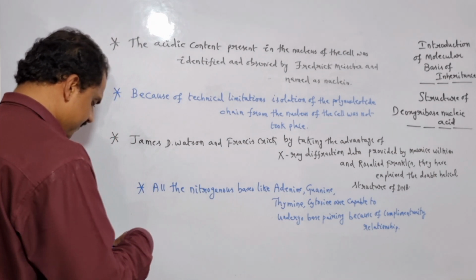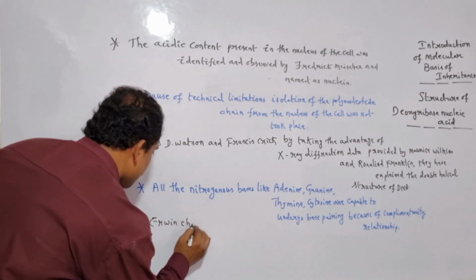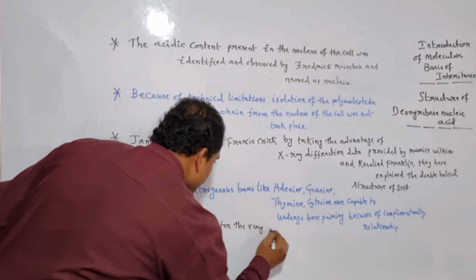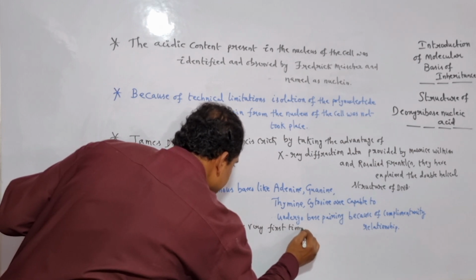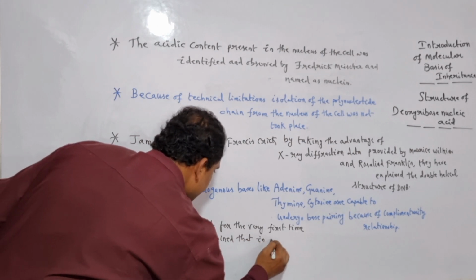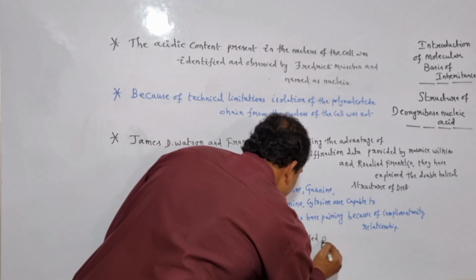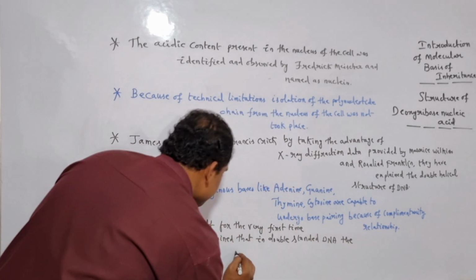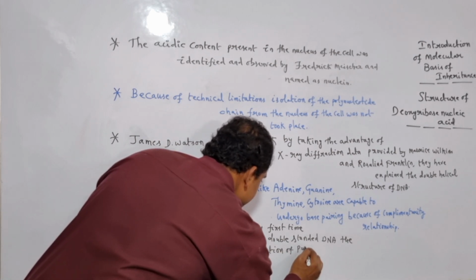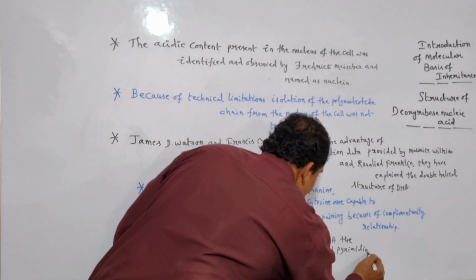So here Erwin Chargaff, for the very first time, explained that in double-stranded DNA, the concentration of purines and pyrimidines should remain similar.